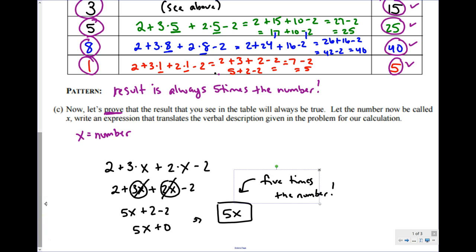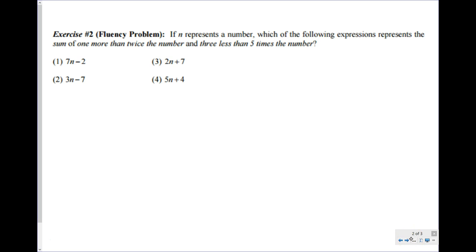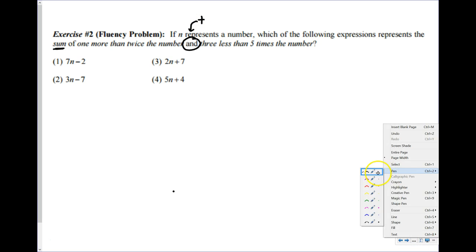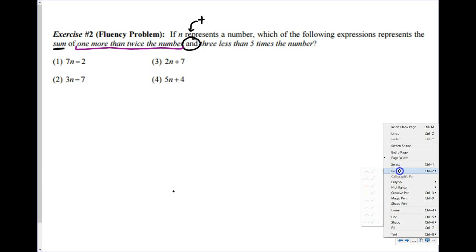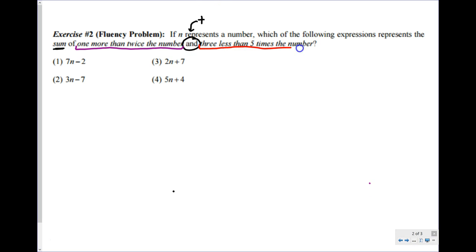Okay? Let's take a look at exercise 2. If n represents a number, which of the following expressions represents the sum of 1 more than twice the number and 3 less than 5 times the number? Okay, so I see the word sum, which means that I'm going to add, and I need to look for that word and, or with, and I see it right here. That word and represents where my plus sign goes for the sum. And then I notice it's split into 2 spots. One more than twice the number, and the other split is right here, with 3 less than 5 times the number.